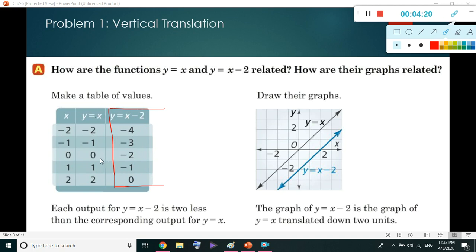This is the difference. For drawing in the graph, this is the original function, the original graph, which is y equals x. Now, we said y equals x minus 2. Is this inside a bracket or not? It's not inside a bracket, so you're going to move vertically. Because it's negative, it means it's going to move downward.